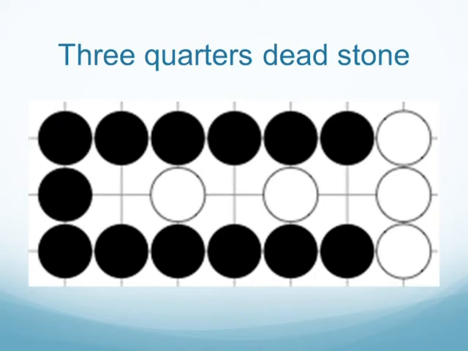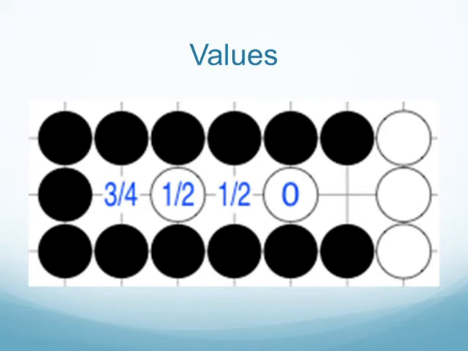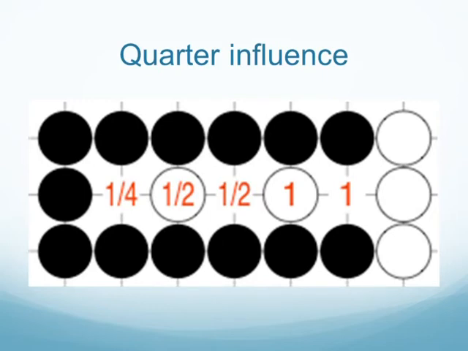Here let's look at a stone that is 3/4 dead. That is, the second white stone in the corridor, going from right to left. As we might expect, it's not going to exert very much influence at all. Let's take a look at the values. And as we might expect, the stone which is only 1/4 alive exerts only 1/4 of the influence going down the corridor. So we see that as a general rule, the degree of influence which a stone radiates is proportional to the degree to which it is alive.